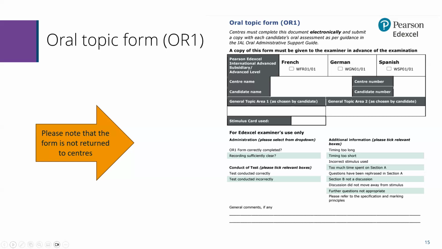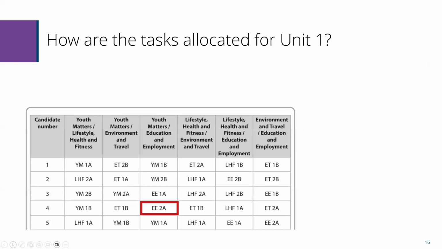We need to know candidate identification. We need to have the general topic area chosen by the candidate, and each of those general topic areas for discussion. We need to know the stimulus card that is used as well. Okay, so just make sure that that is there. It's an electronic form, or indeed, I think scanned and uploaded, however you want to do it.